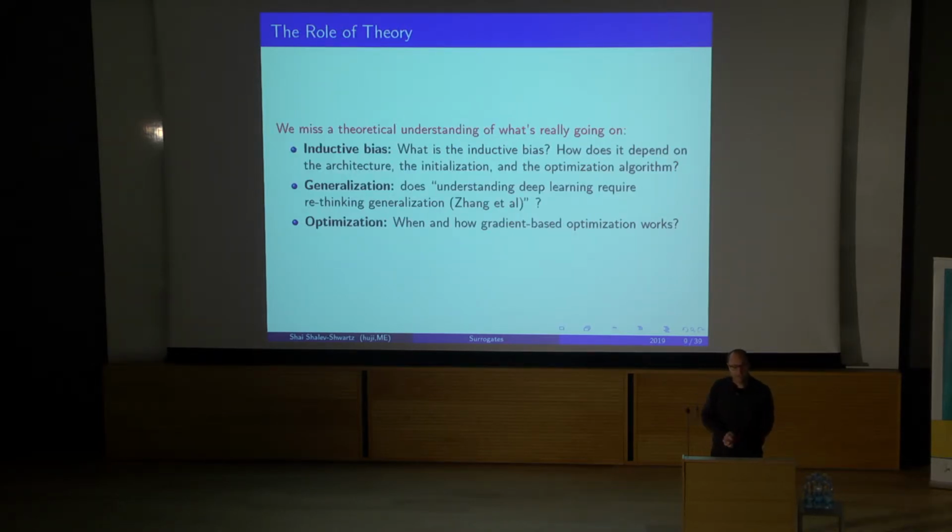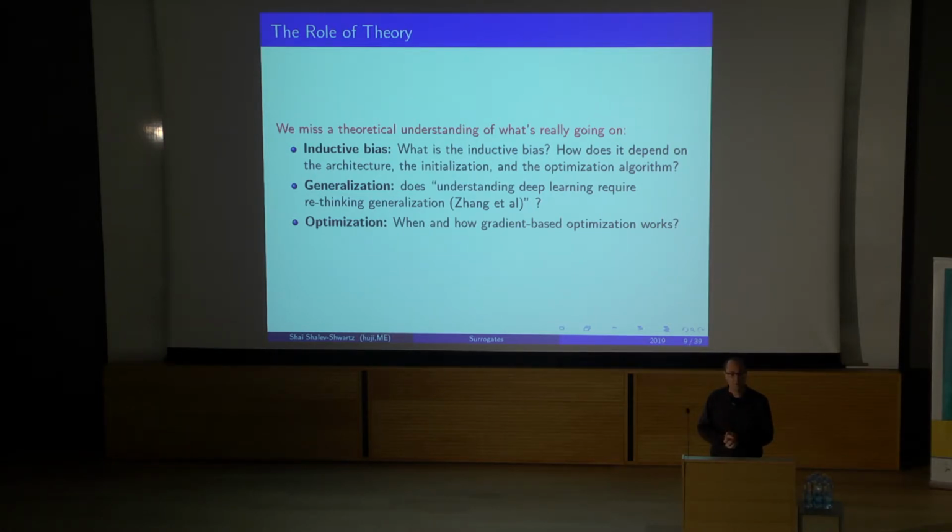So all of this story comes to tell you what, in my opinion, is the role of theory here. What we miss is a theoretical understanding of what's really going on in deep networks. The first thing that I would like to emphasize is that we don't really understand the inductive bias that neural networks use. What is exactly the inductive bias? We see that in the multiplication table, the neural network uses some inductive bias, which is very different from what we see as a simple explanation in the Occam meaning.